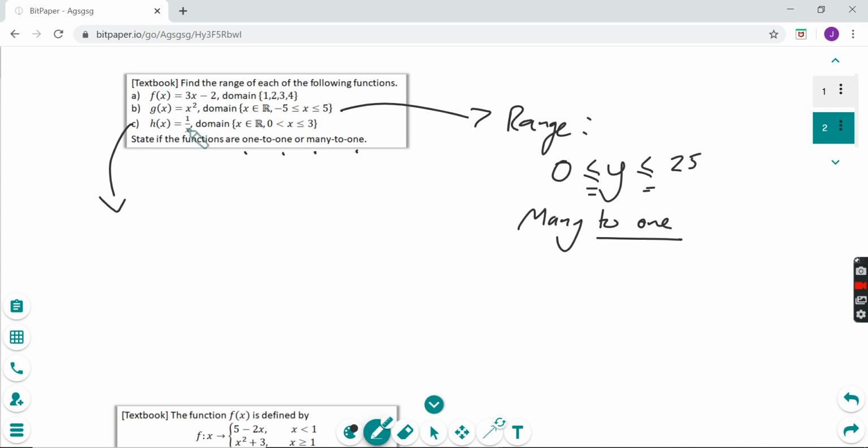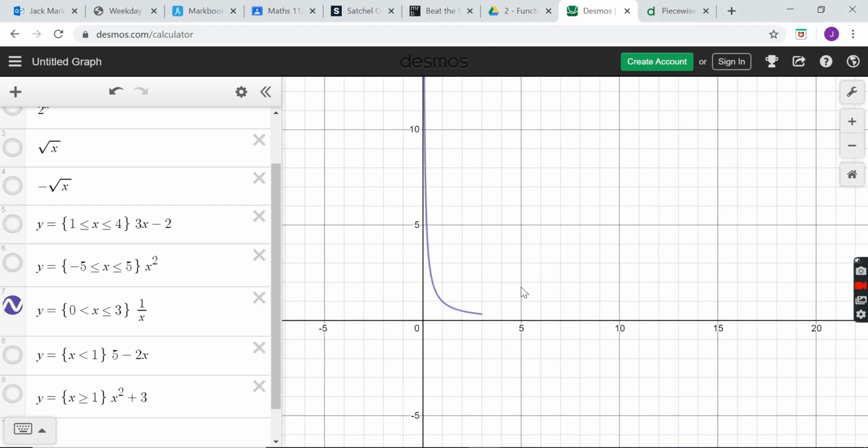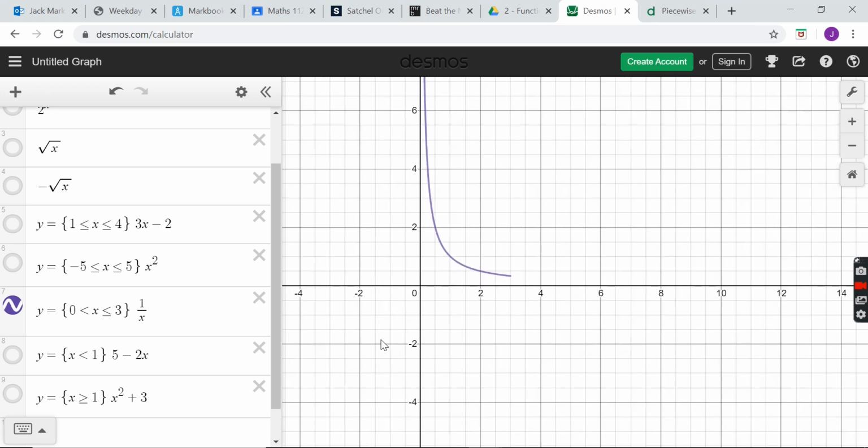Last part, 1 over x. Again, it's a real number. It can't be 0, but just above 0, and then up to and including 3. So what would that look like? Well, it will be sort of a smaller version of your reciprocal graph. It's going to look something like this. No negative part, because we said that x has to be positive between these numbers and including up to 3.